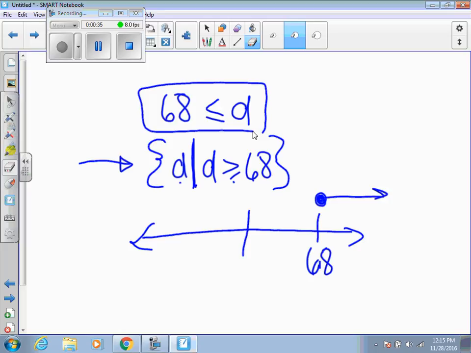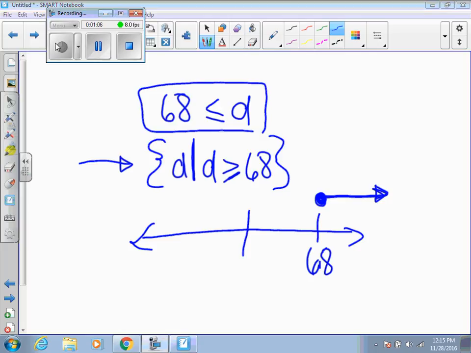And you are going to graph it. If it has the equal sign under the inequality, you're going to color in the dot. If there is no equal sign under the inequality, then it would be an open circle. And since D is bigger than or greater than 68, your arrow is going to go this way. Okay, so make sure that you use the set builder notation so that you're familiar with it.